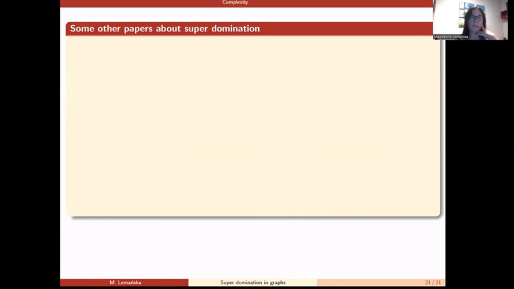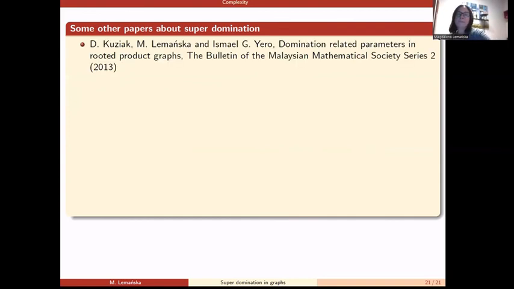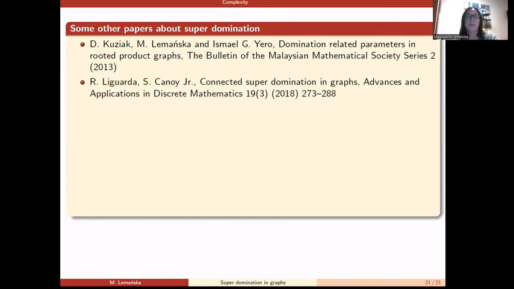And I would like also to mention some other papers about super domination. Not a very long time after our work about the lexicographic product, me and my friend from Spain published a paper about domination related parameters in rooted product graphs. One of these parameters was the super domination number. Then some people also considered connected super domination in graphs, which means that we have some additional property put on the set of vertices. First, the set must be dominating, then super dominating, and also they put this third property that in addition this set must be connected.